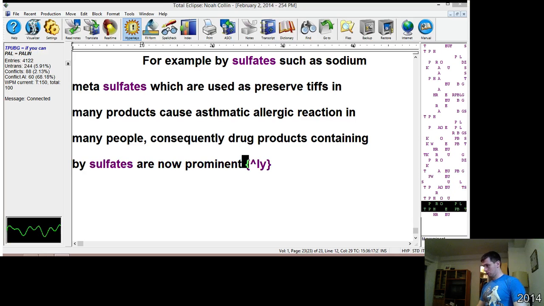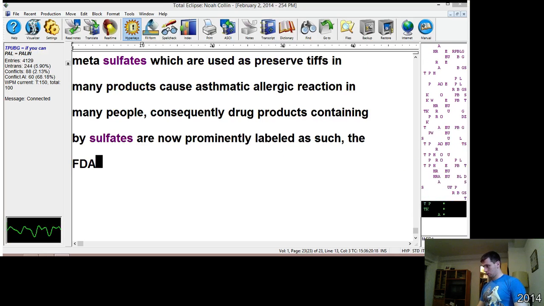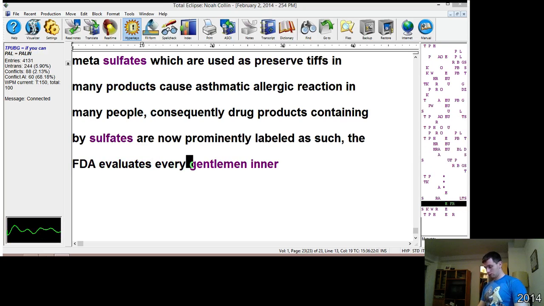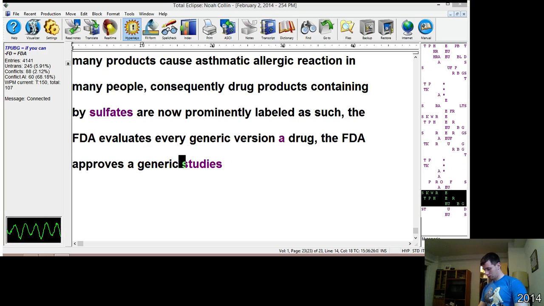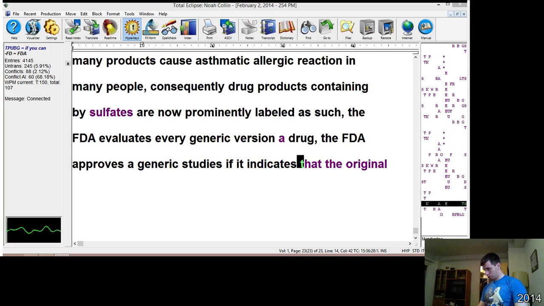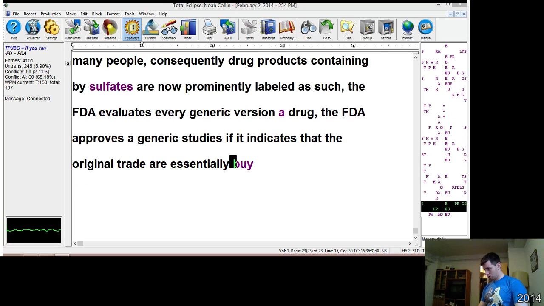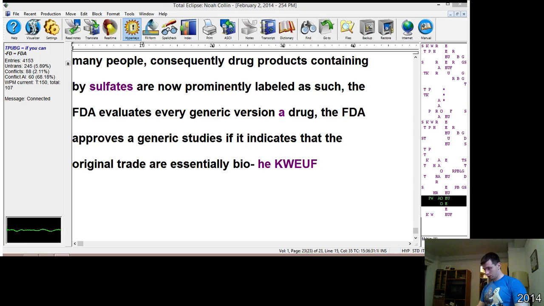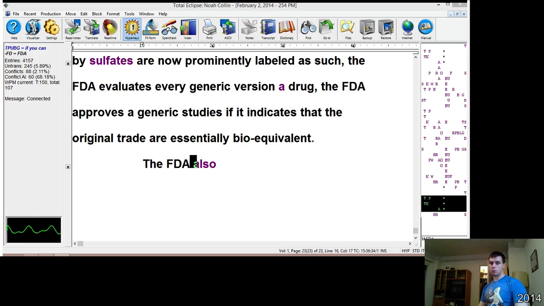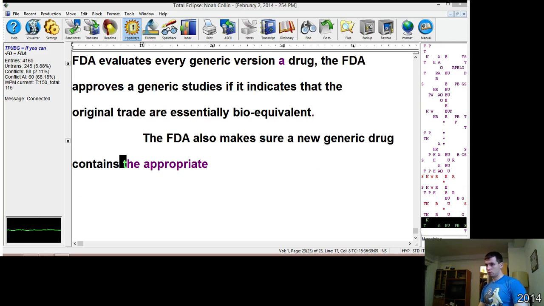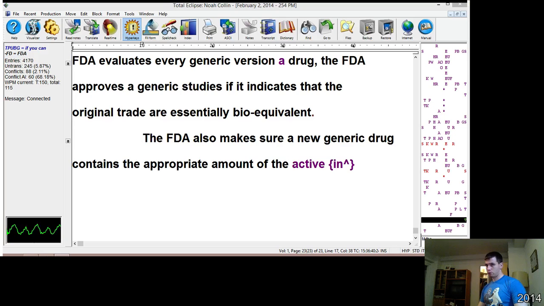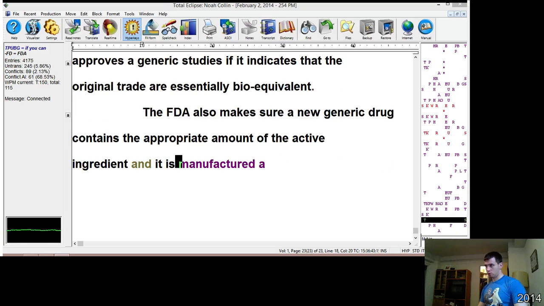The FDA evaluates every generic version of a drug. The FDA approves a generic drug if studies indicate that the original trade name drug and the generic version are essentially bioequivalent. The FDA also makes sure that a new generic drug contains the appropriate amount of the active ingredient and that it is manufactured according to federal standards.